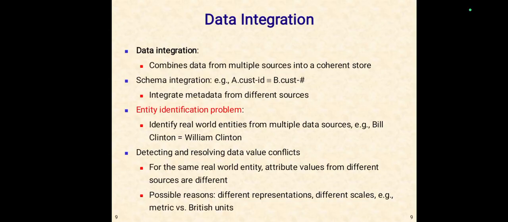Although they refer to the same person, the attribute names are different. So it's a tedious process, right? This is basically called the entity identification problem. Another issue is data value conflicts. For example, one database may store weight in kilograms while another stores it in pounds. So before integration, both values must be converted into common units. These are the basic difficulties that arise during data integration.